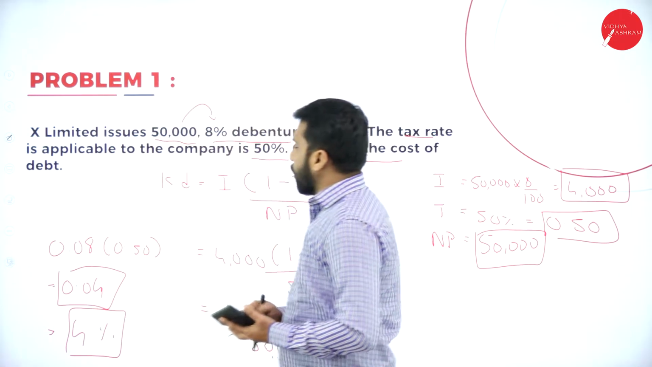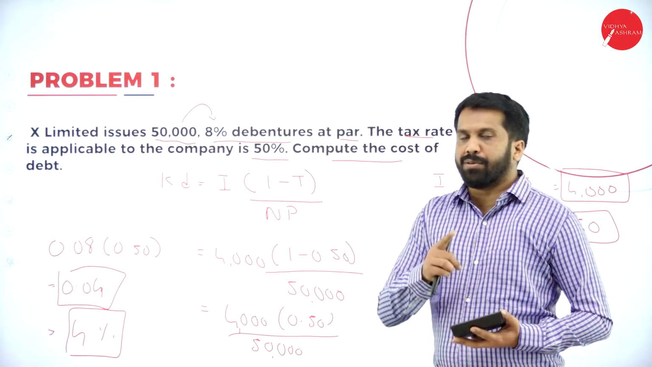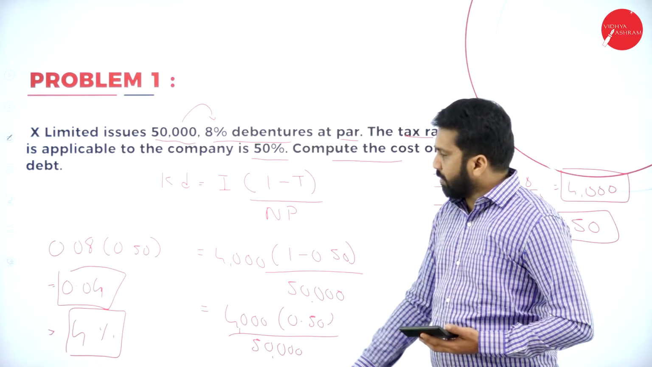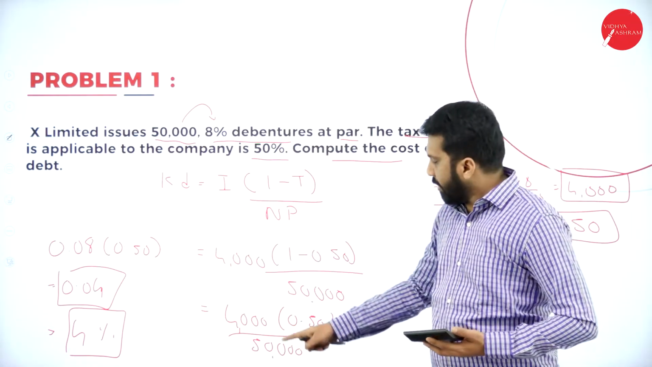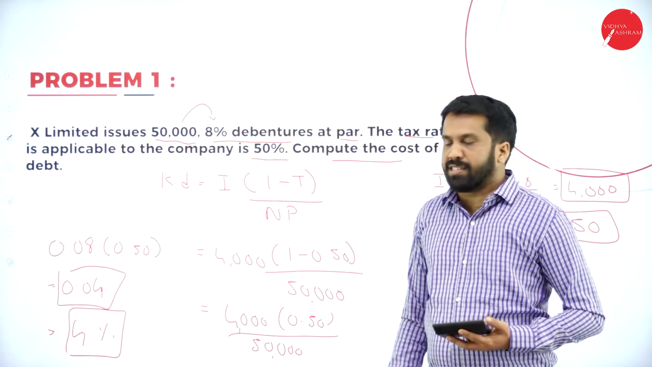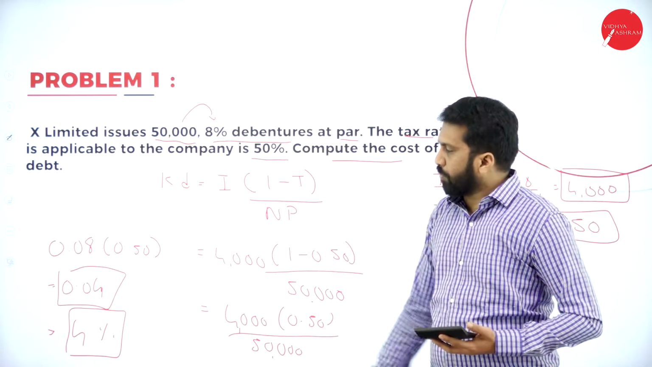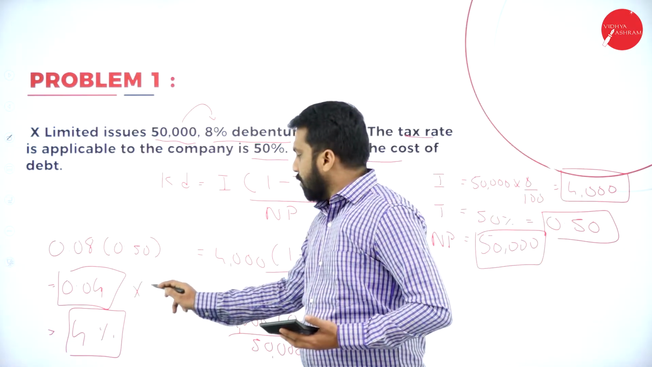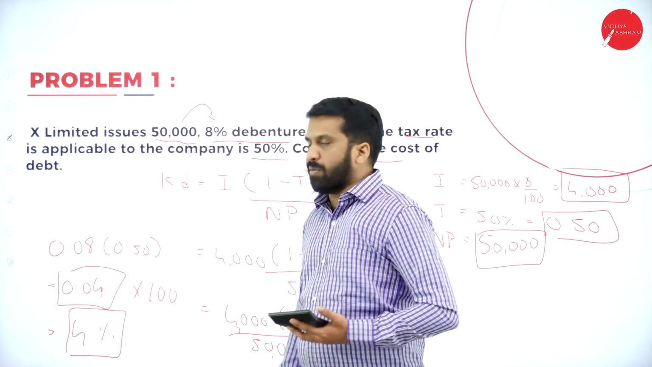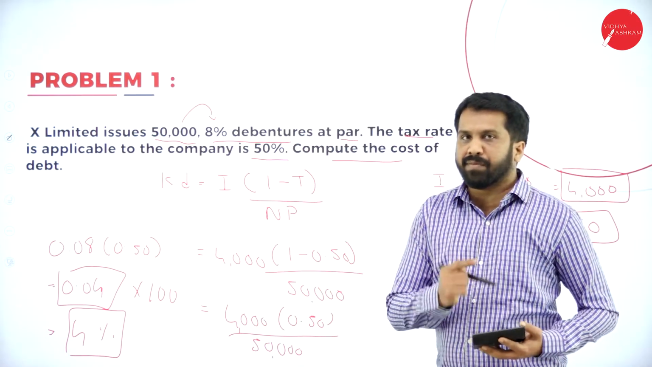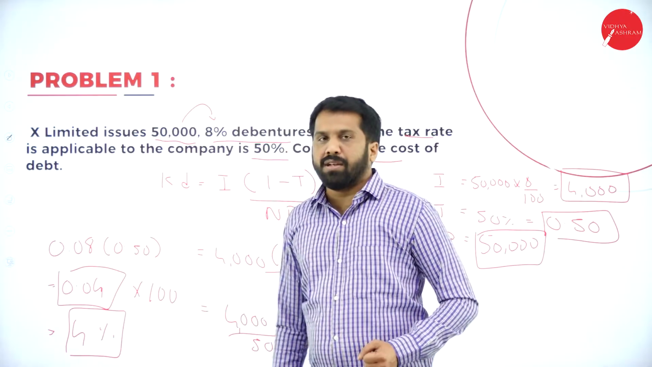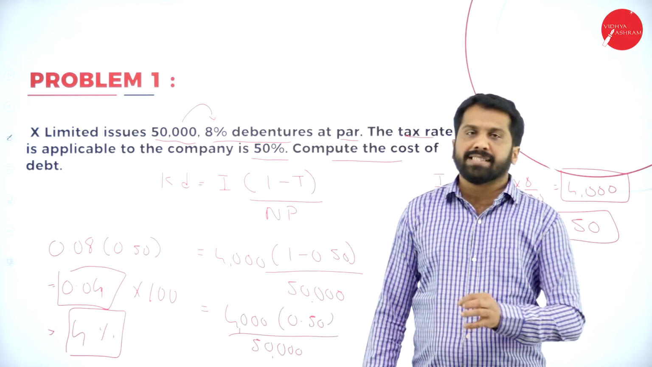Clear? So this is all about your answer. Hope you understood. Now remember, 4,000 divided by 50,000, you got 0.08. Multiplied with 0.50, you got 0.04. I want it in percentage. So when you want percentage, always multiply with 100. You will get 4%. Clear? Your answer, you can keep it like this, or else you can convert to percentage. Both you will get same marks.